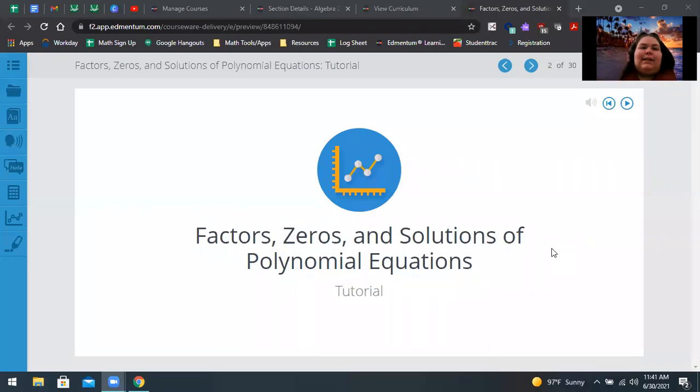All right, so let's go ahead and get started with Unit 2 for the Algebra 2 Semester A: factors, zeros, and solutions of polynomial equations. So again, we're revolving around the idea of polynomial equations. We had a tutorial that was focused solely on factoring. Now we're going to apply how we use the factoring to relate to the zeros.